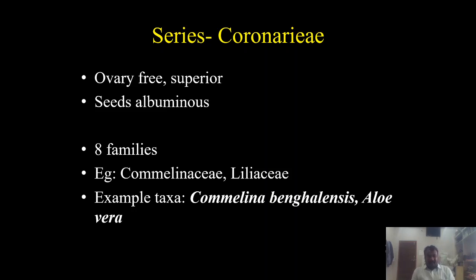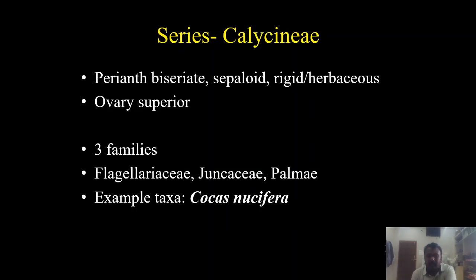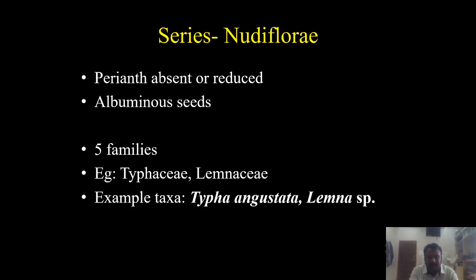Series Coronarieae, ovary free or superior, seeds albuminous. 8 families are present in this series. Commelinaceae and Liliaceae are the examples. Commelina bengalensis and Aloe vera. Series Calycinae. Perianth biseriate again, sepaloid, rigid or herbaceous, ovary superior. 3 families were recognized: Flagellariaceae, Juncaceae, and then Palmae. Example, Cocos nucifera belongs to the Palmae or Arecaceae.